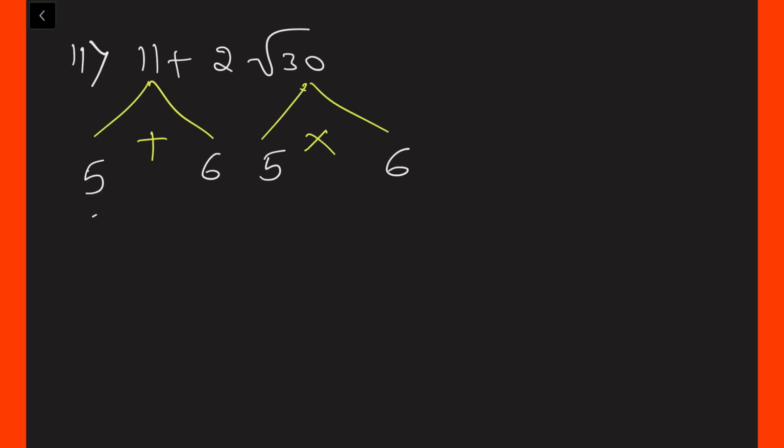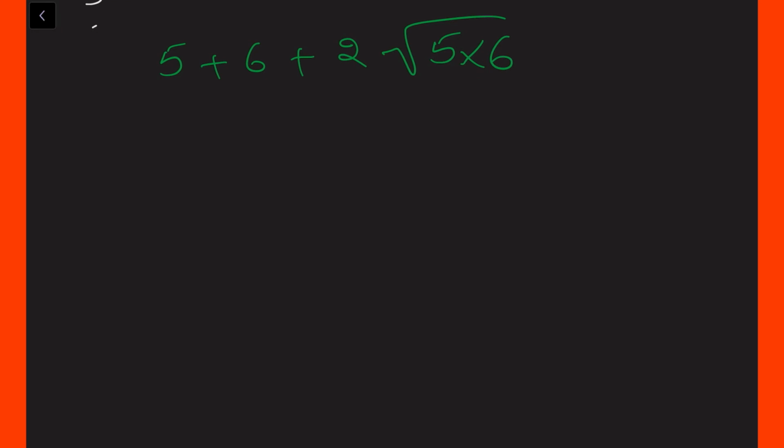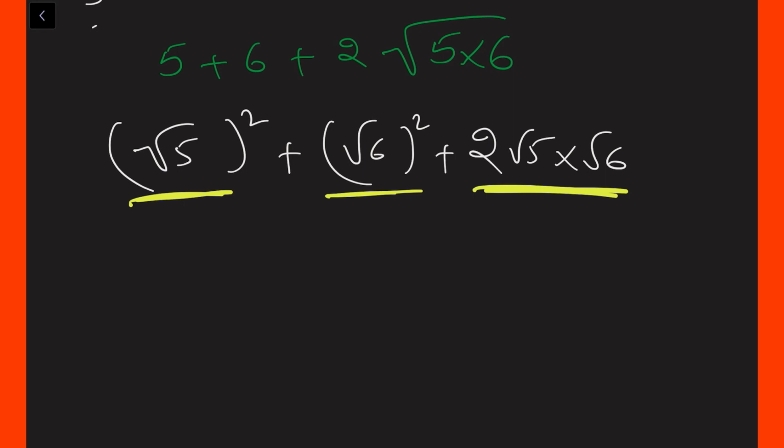So now 11 you write as 5 plus 6, plus 2 into root 30 can be written as 5 into 6. Now the first term 5 can be written as root 5 whole square, plus 6 can be written as root 6 whole square, plus 2 into root 5 into 6 can be separated as root 5 into root 6. Now if we observe this clearly, this is in the form of a square plus b square plus 2ab. A square plus b square plus 2ab is nothing but a plus b whole square. So this we can simplify as root 5 plus root 6 whole square.